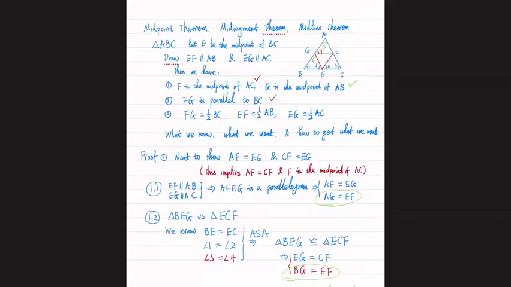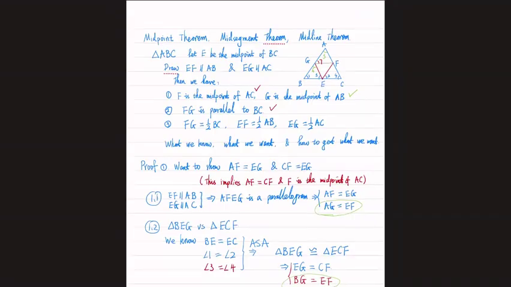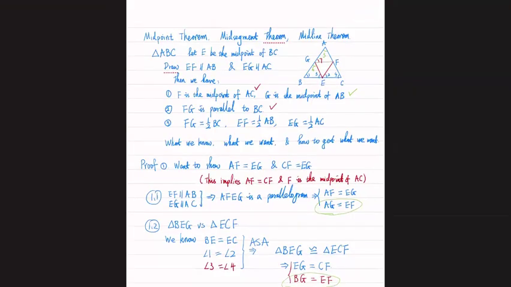Okay, let's see what's remaining. FG is half of BC. Is this clear, easy or not? Think about this one, easy or not? George, what do you think? Well, before you explained it, it was hard. After you explained it, it was easy.